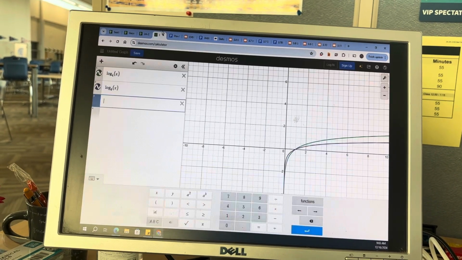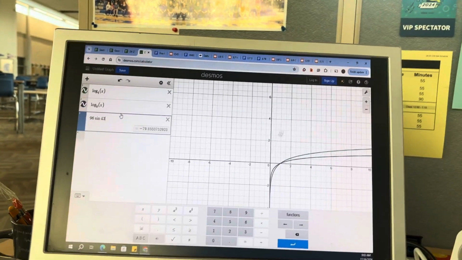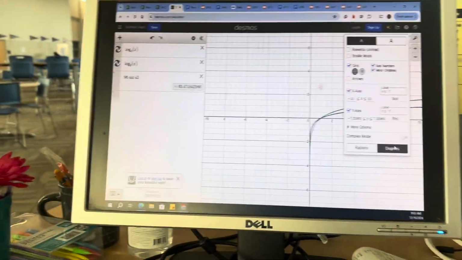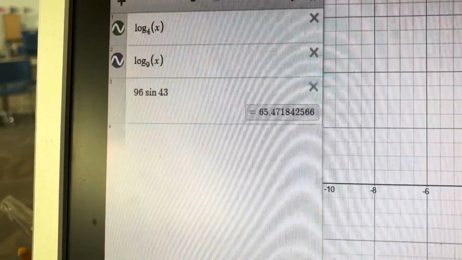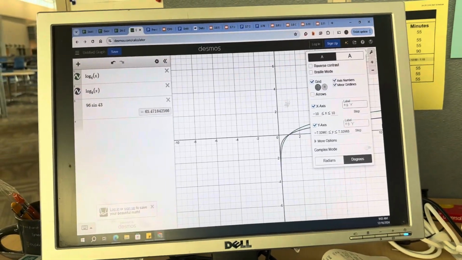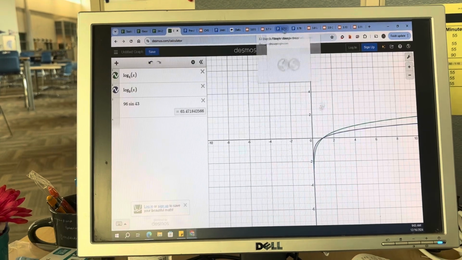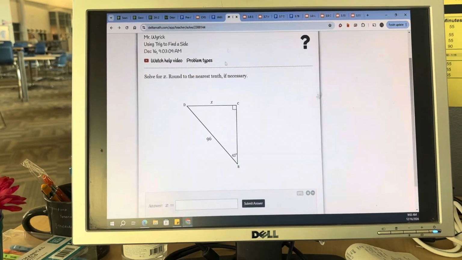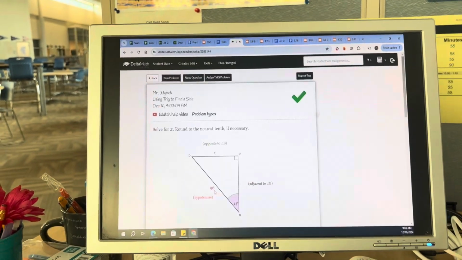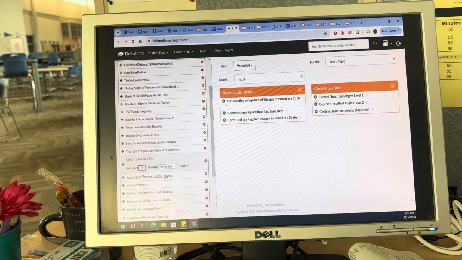So 96 times the sine of 43. I'm getting a negative number, which means I'm definitely in radians, not degrees. There it is, 65.47. Make sure you understand how to set these up. You can ask questions. Just trying to refresh and get everybody a look at what it's going to look like. 65.5, I would say. Don't forget how to round. Don't want you missing stuff because you did it right.